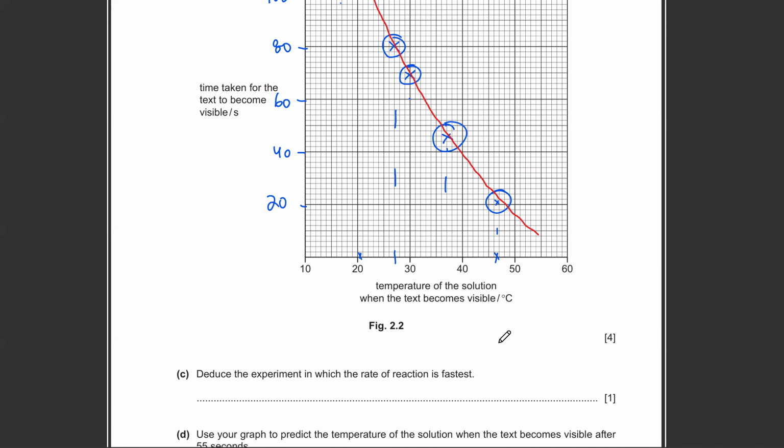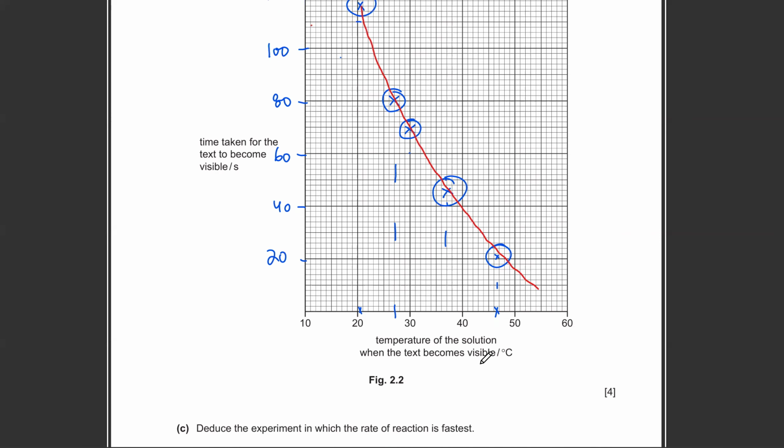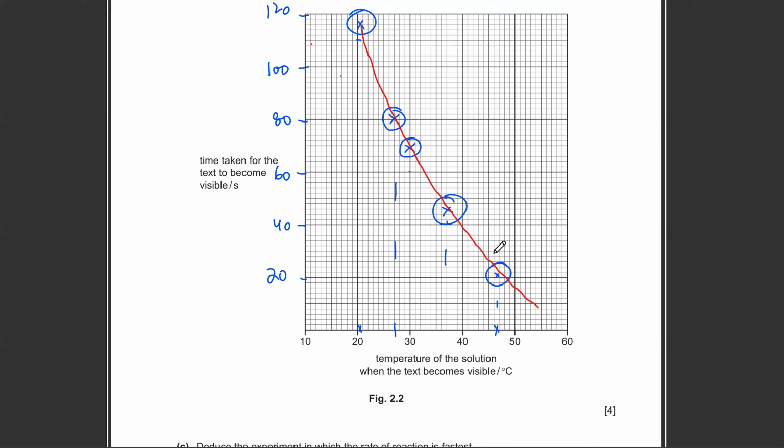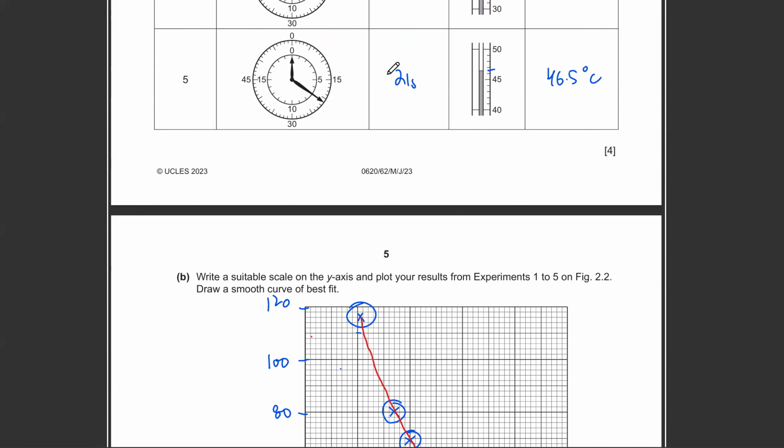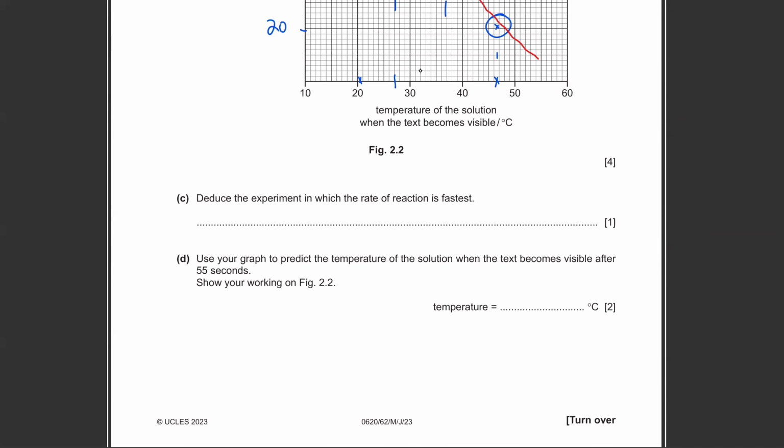In which experiment is the rate of the reaction fastest? In which one is it the fastest? कम time लगेगा या ज़्यादा time लगेगा fast reaction में? The least time. So it's the last one, right? Experiment number 5, because it only took 21 seconds. So that's the fifth experiment.